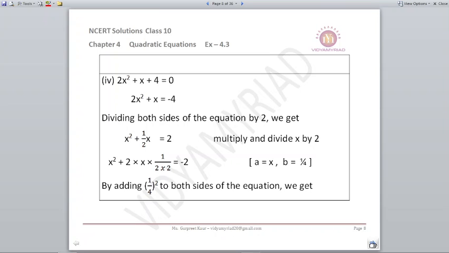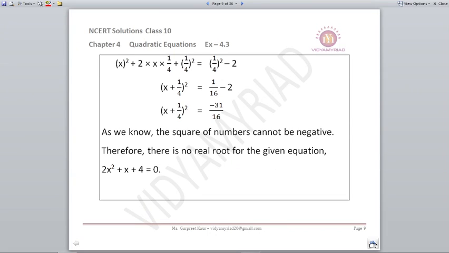How do you know that? Because it is in the form of a square plus 2ab, 2 into a into b. A is x and b is 1 upon 4. And to write b square, it should be 1 upon 4 the whole square. So I will add 1 upon 4 the whole square on both sides. So this becomes x square plus 2 into x into 1 upon 4 plus 1 upon 4 the whole square is equal to 1 upon 4 the whole square minus 2.